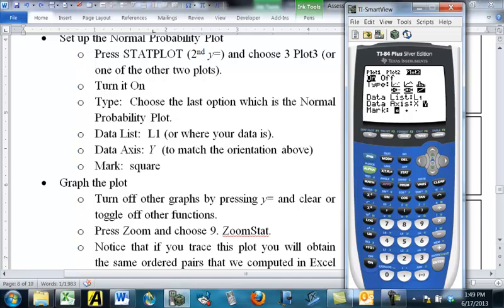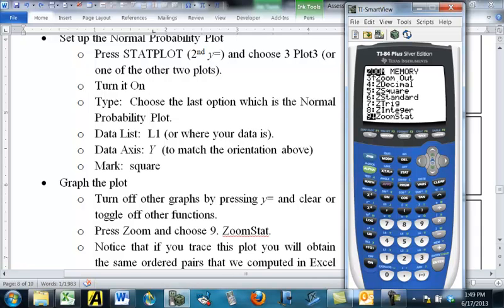Okay, now we've set it up, so we're going to quit, second mode. Okay, and we're going to go to here. Notice that plot 3 is turned on. Also, I've cleared out any other graphing. Then I'm going to do zoom 9. Since I know it's 9, I can just press 9 at this point, but I'm going to go down arrows just to show you what it says.